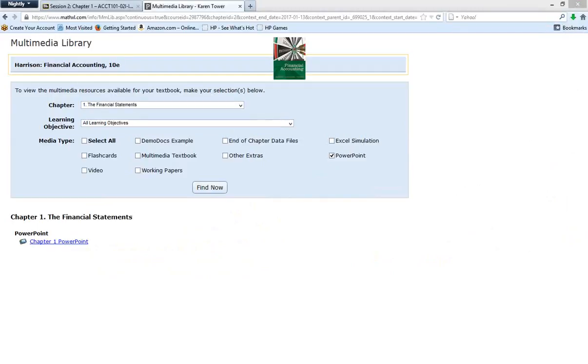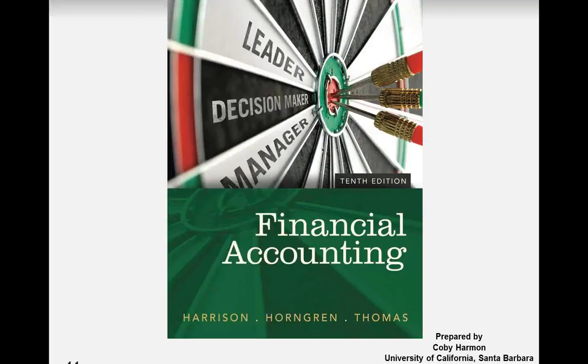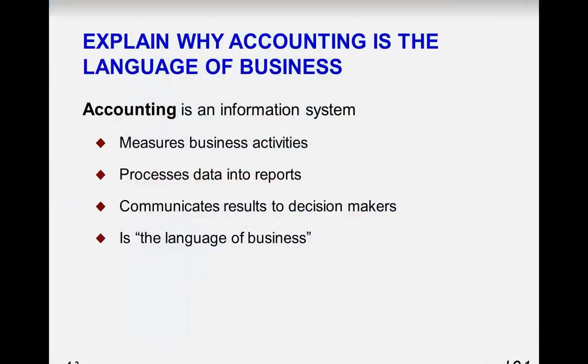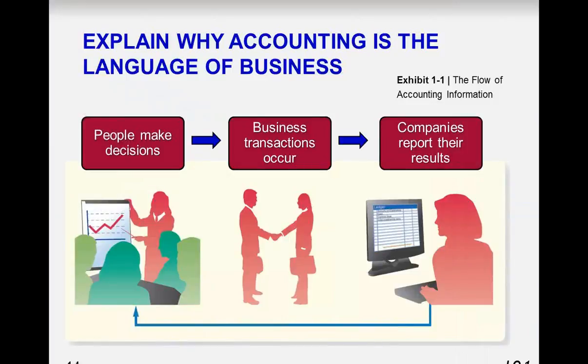So Chapter 1 is going to talk with you about what is accounting, and accounting is the language of business. It's important that all businesses converse in the same language, use the same terminology so we understand each other. Accounting is the information system where we gather the data into reports, we measure business activities, we communicate these results to the business owners and to outside entities. Basically, people use this information to make decisions, right?